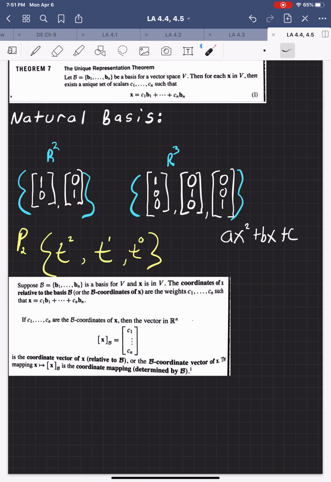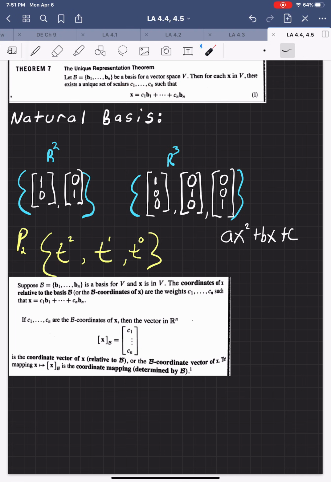So the unique representation theorem basically says, look, if you have a set of vectors and it is a basis for a vector space, then for each vector in that vector space, there has to exist a unique set of scalars such that you can reach any vector in that vector space by a linear combination.